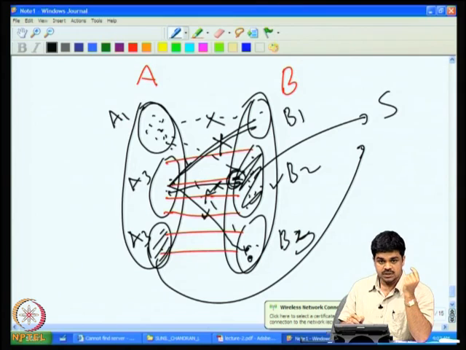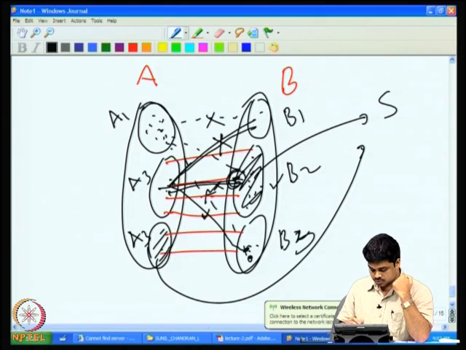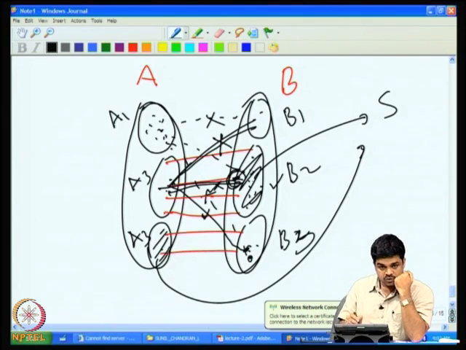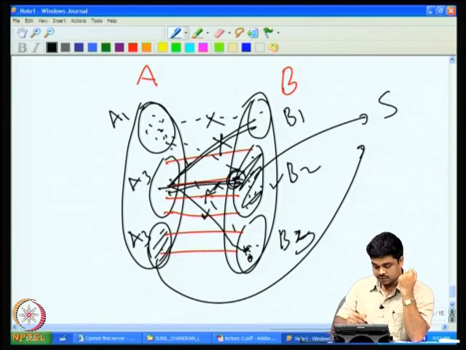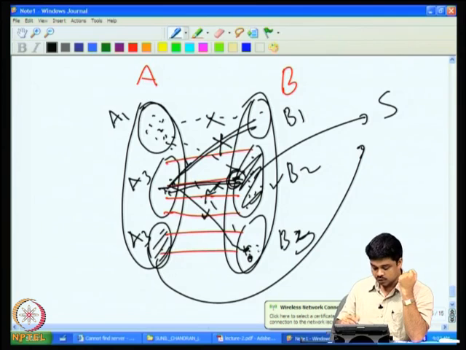a vertex here, and then it follows the matching edge and then goes to the B3. So, therefore, between A3 and B3 also we do not have any edge.